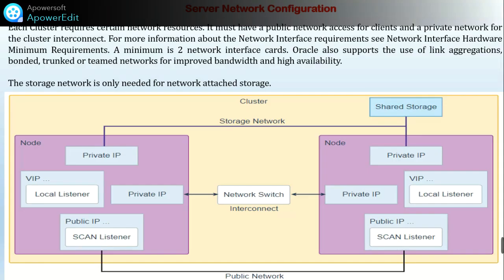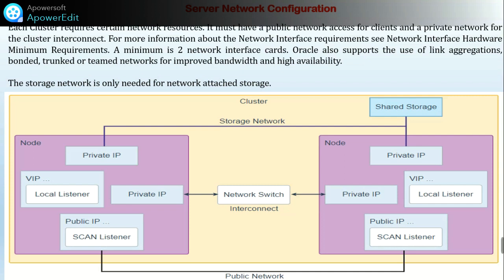Next one, server network configuration. The cluster requires certain network resources. It must have a public network access for clients and a private network for the cluster interconnect. For more information about the network interface requirements, see network interface hardware minimum requirements.